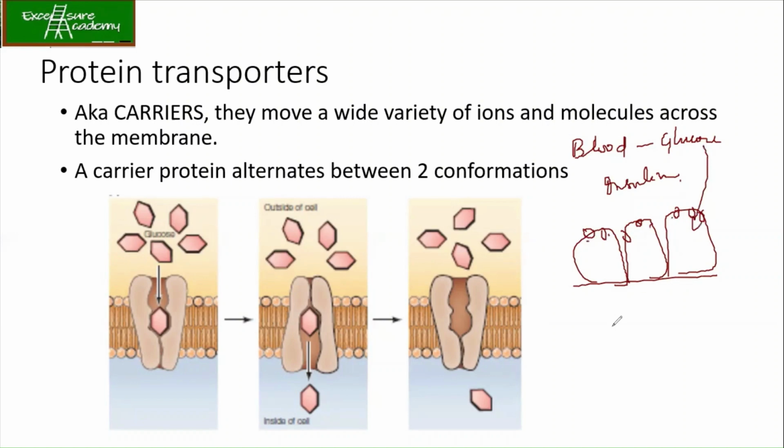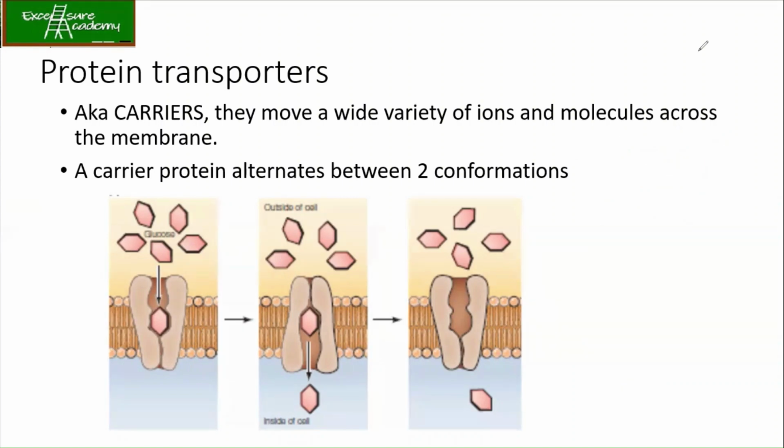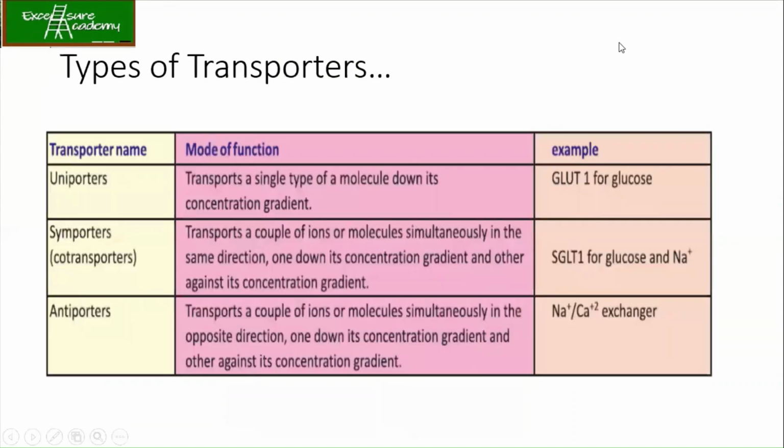ठीक है. Similarly, you have got different types of transporters for muscles, for brain. Okay, we'll come to that slowly, don't worry. Okay, so these are the types of the transporters: uniporters, symporters, and antiporters. Okay, so uniporters, as the name says, it is going to transport a single type of molecule down its concentration gradient. An example is glucose. ठीक है.